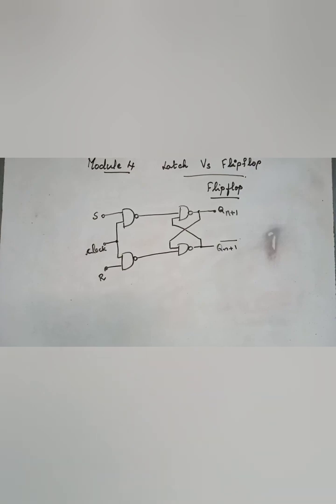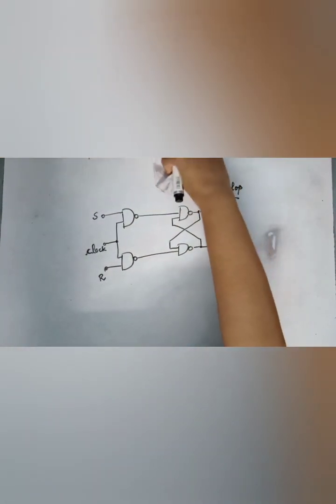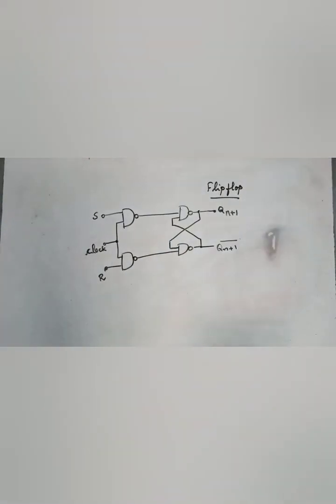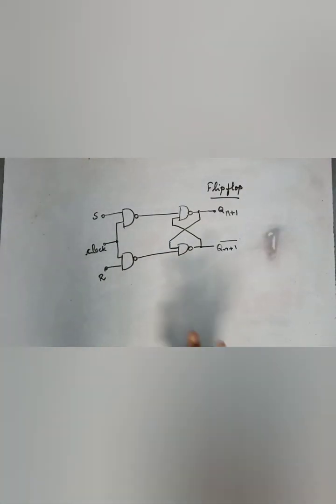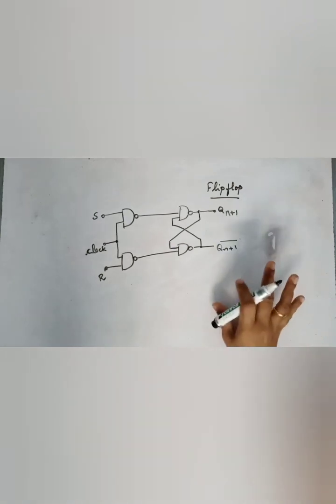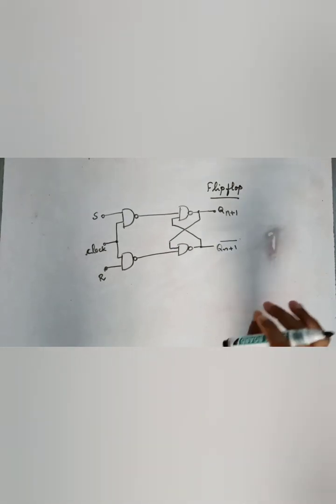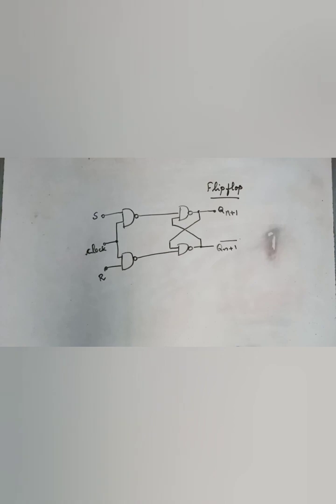Now, why are you applying this clock? As I already mentioned, this module deals with sequential circuits. What is a sequential circuit? I had mentioned during module 3 that in a combinational circuit, you give an input, you get an output based on the inputs given at this moment. You change the inputs, and the outputs automatically change.